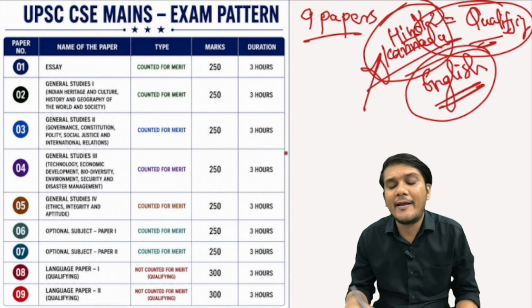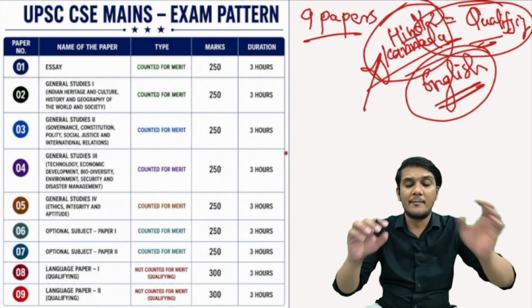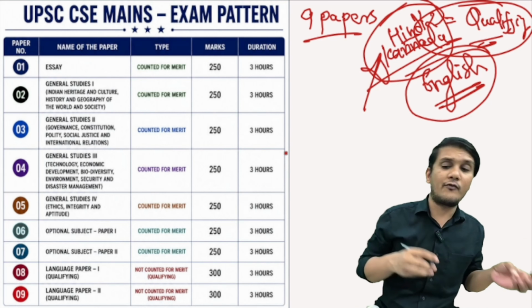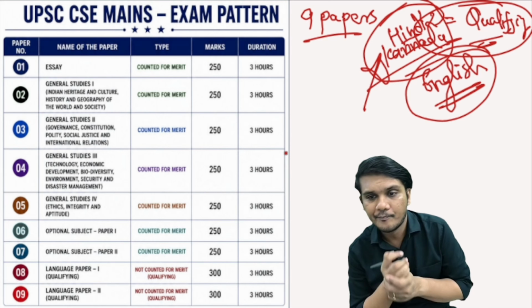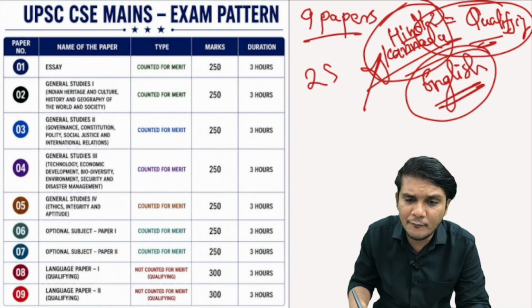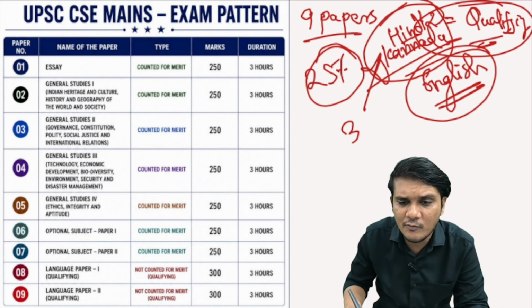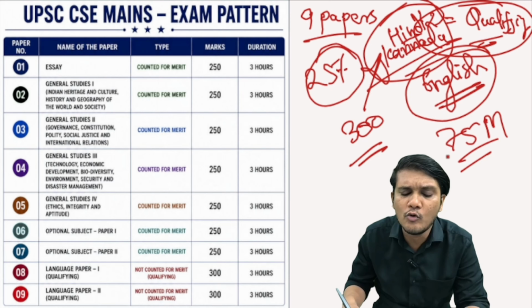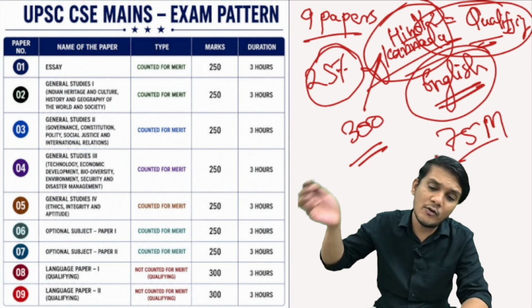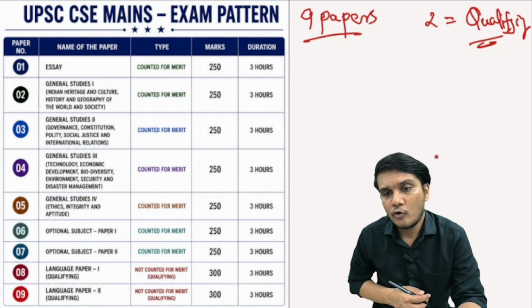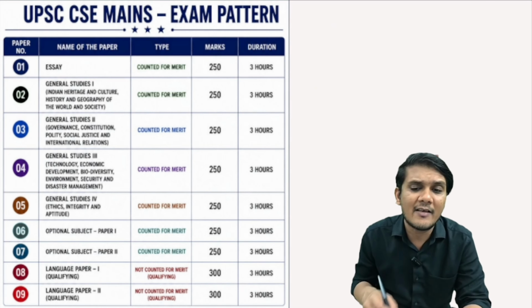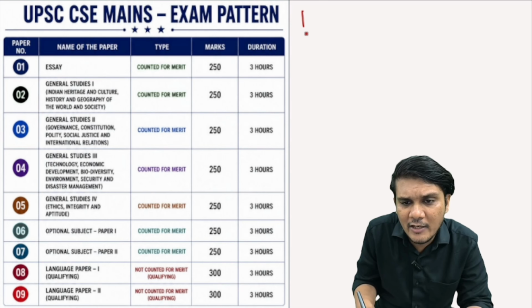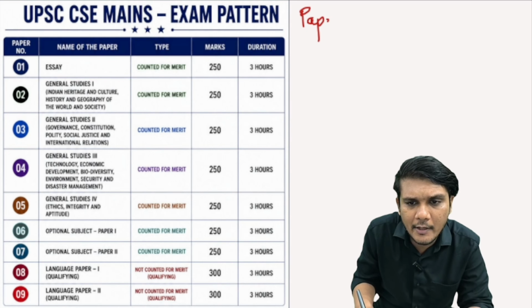Remember, this first qualifying language paper is exempted for students from northeastern India. Now here, to qualify, you just have to score 25% marks, and these 2 papers are of 300 marks, so you have to score only 75 marks. If you do, then you qualify this paper, and only then your other papers will be checked. So how many papers remain now? Only 7 papers remain.